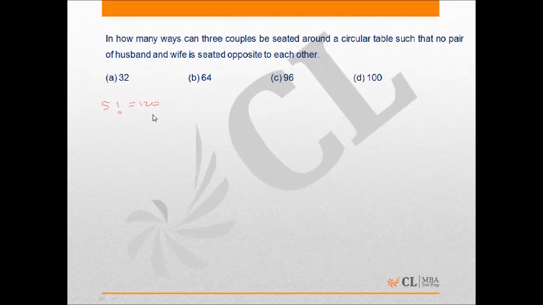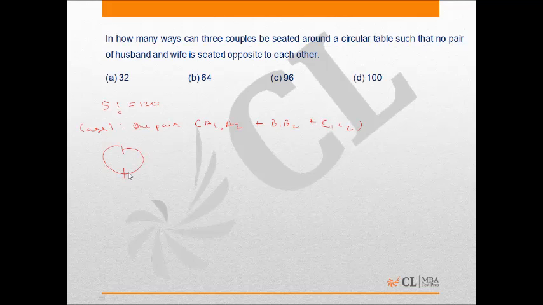Now to find out the number of ways in which no pair of husband and wife is seated opposite to each other, we will subtract the number of ways in which at least one pair is sitting opposite to each other from the total number of ways, that is 120. Now case 1, when one pair is sitting opposite to each other. Let the pairs be A1 A2, B1 B2 and C1 C2. Let these be three pairs.